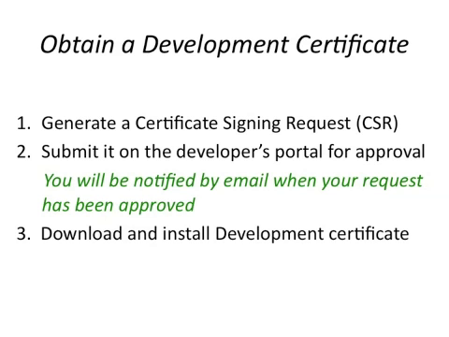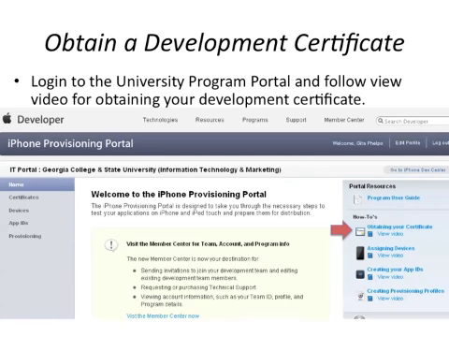To obtain a development certificate, you need to generate a certificate signing request. Submit it on the developer's portal for approval, and wait for an email from me when your request has been approved. After that, you will download and install the development certificate. You can log on to the university program portal and follow the video for obtaining your development certificate. I'm going to give just an overview of it.